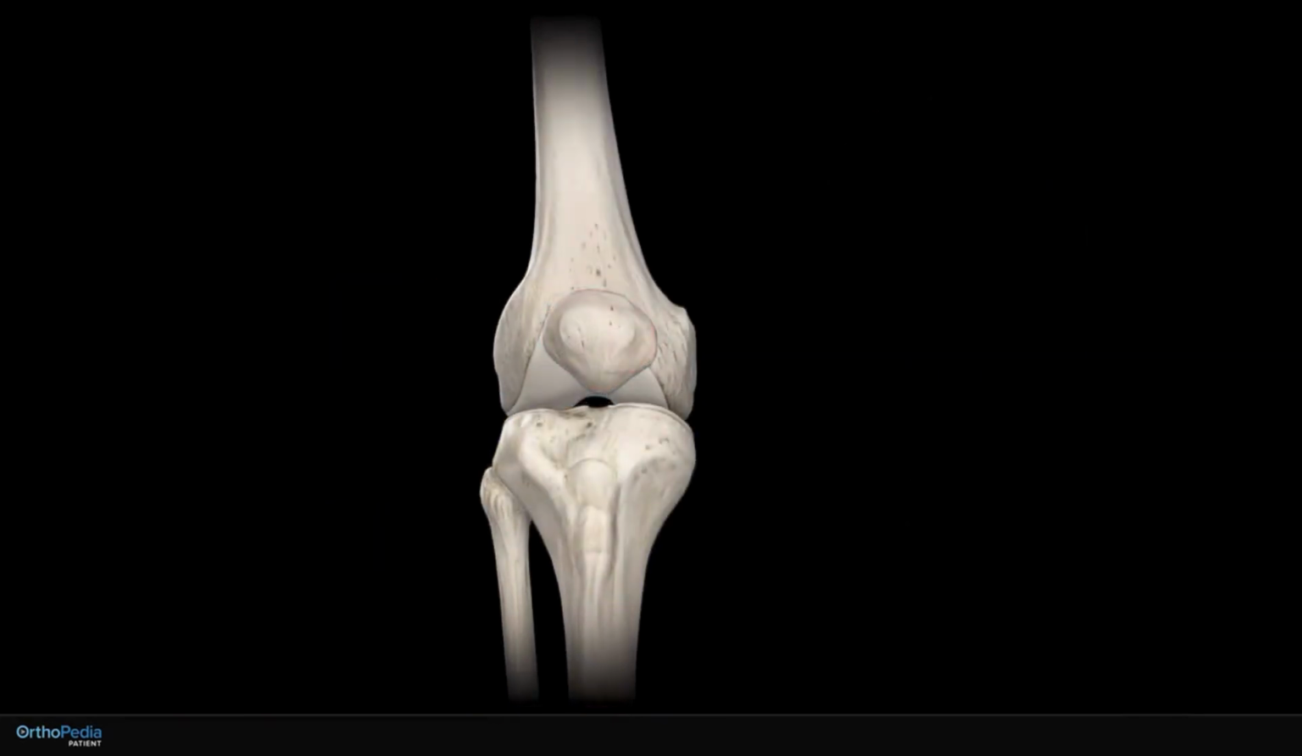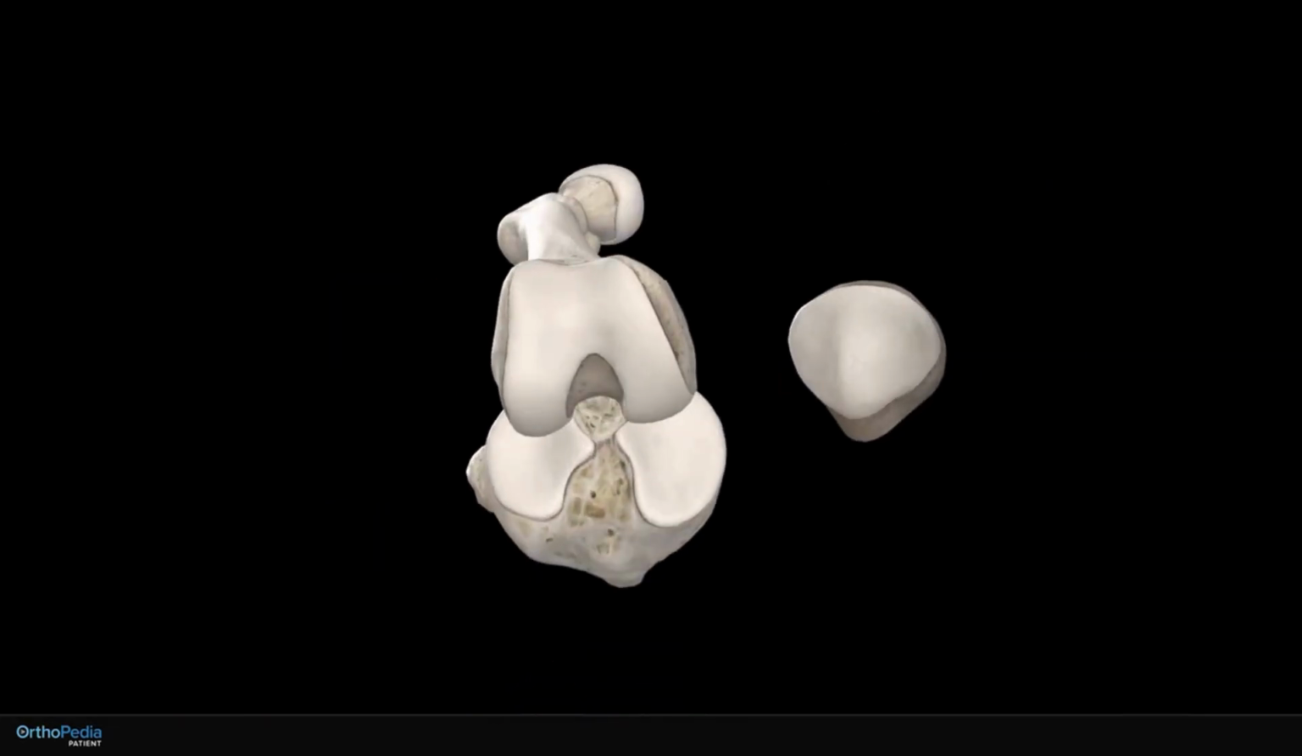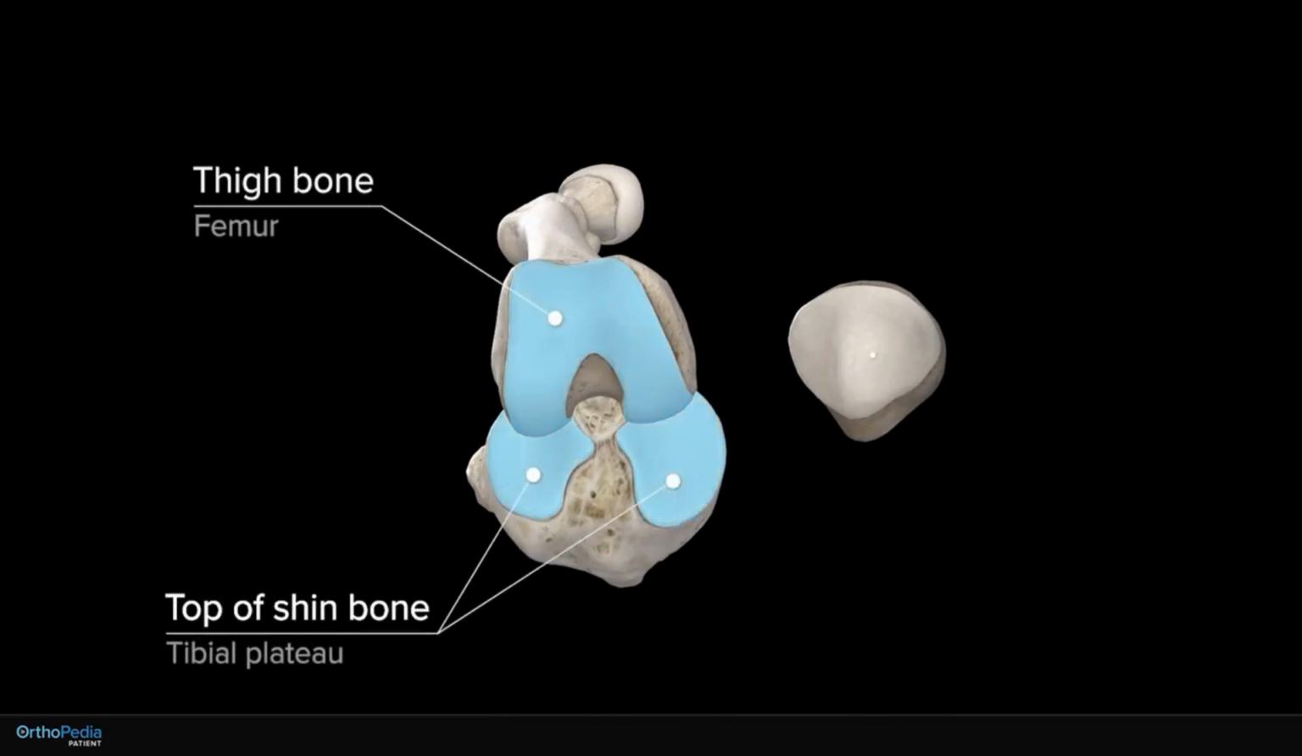In the knee, the 3 cartilage surfaces that can be affected are at the end of the thigh bone, the tibial plateau on top of the shin bone, and the back side of the kneecap.